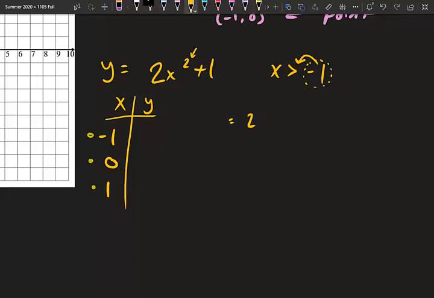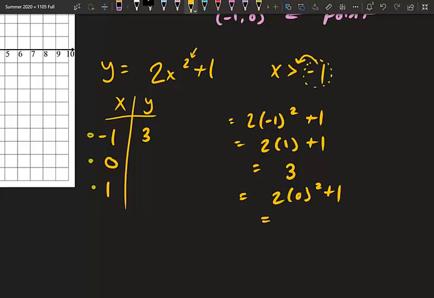So we have 2 times negative 1 squared plus 1. So that's 2 times 1 plus 1, which is 3. We plug in 0 this time. So 2 times 0 squared plus 1 is just 1.